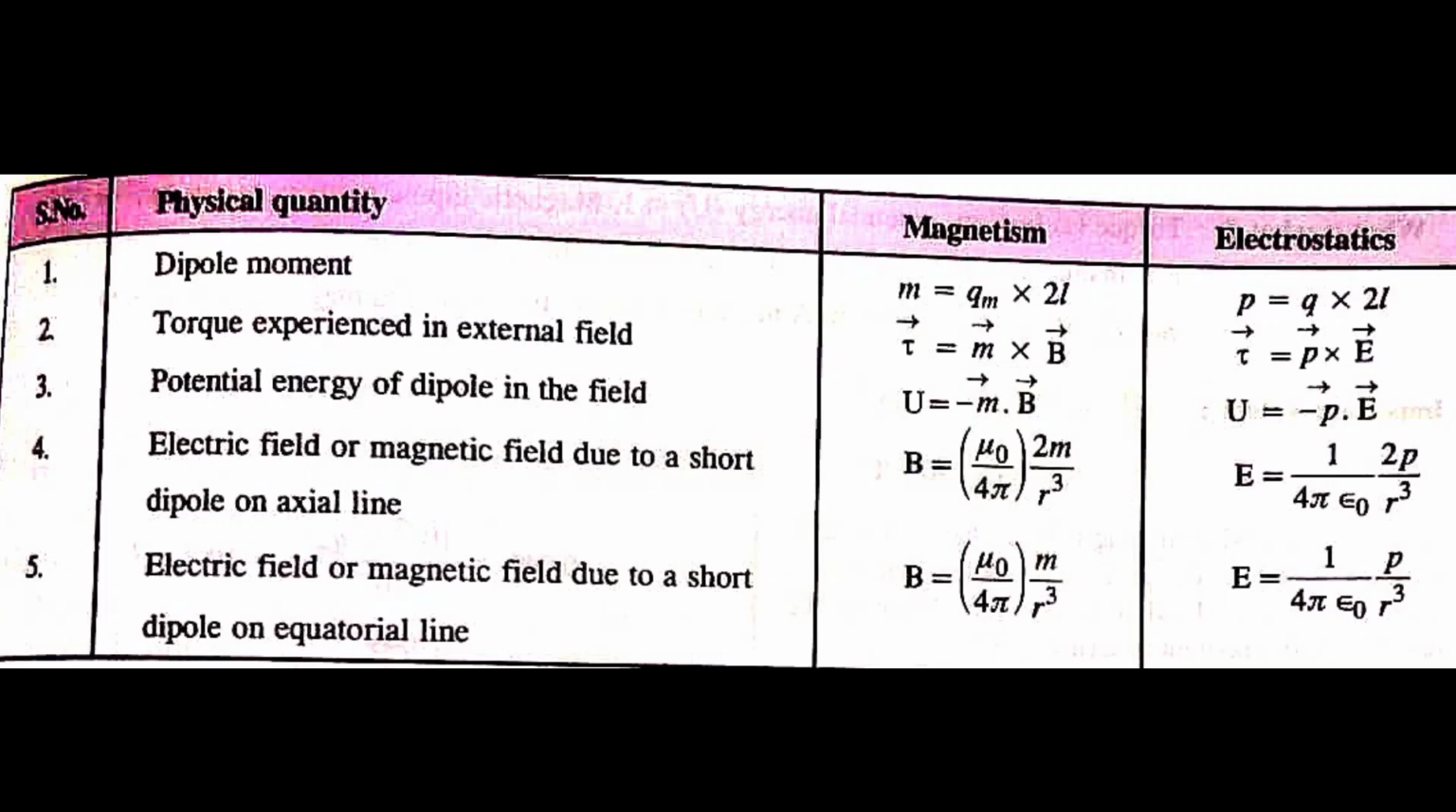Now you can easily observe that there are various physical quantities, and they have respective formulas in magnetism and electrostatics, and we can see there are similarities in both the formulas, so that they are easy to learn, or easy to cram for numerical purposes.